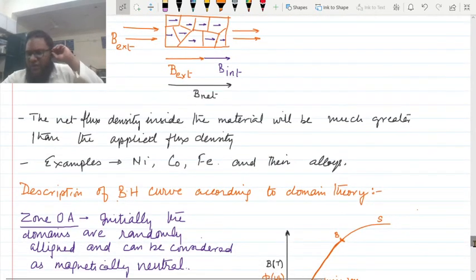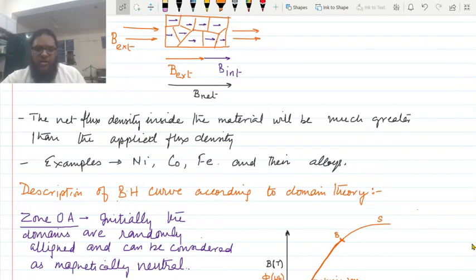The examples of ferromagnetic materials are nickel, cobalt, iron and their alloys. Okay, and there are still new compounds that are coming into the picture.